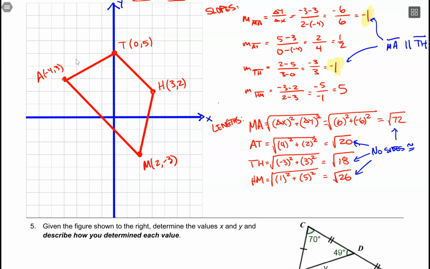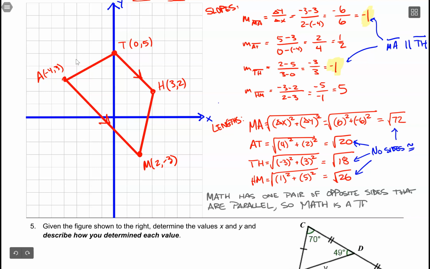All we have is one pair of opposite sides that are parallel. I can go ahead and add the parallel marks now because I justified that by comparing slopes. So now we're ready to make our conclusion. If you check your org chart, you'll find out that the only quadrilateral that has one pair of opposite sides which are parallel is the trapezoid. So quadrilateral MATH is a trapezoid.